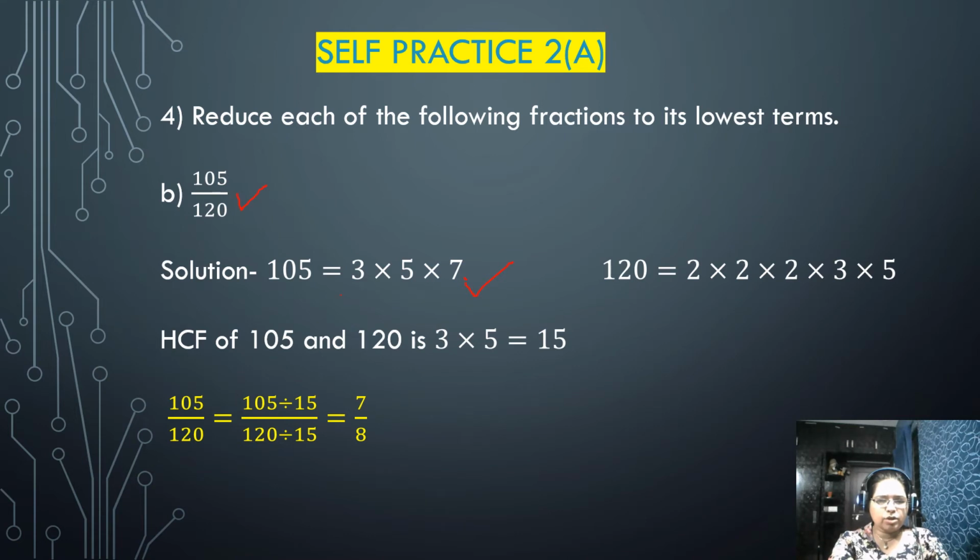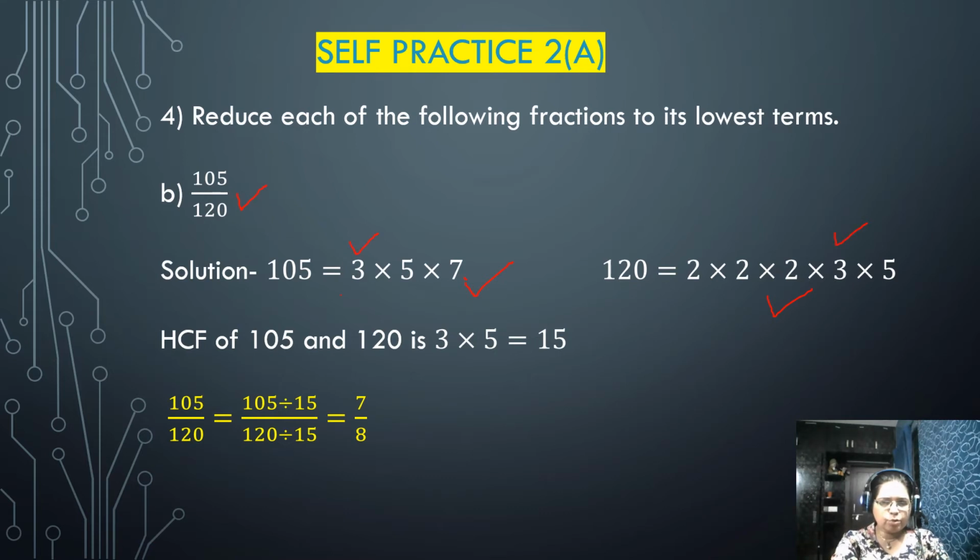And 120: we know 15 multiplied by 8 is 120. So 3 multiplied by 5 is 15, and 8 is 2 multiplied by 2 multiplied by 2. So 120 equals 2 multiplied by 2 multiplied by 2 multiplied by 3 multiplied by 5, which is the prime factorization of 120. Now we have to find the common factors between 105 and 120. In 105 there is only one 3.